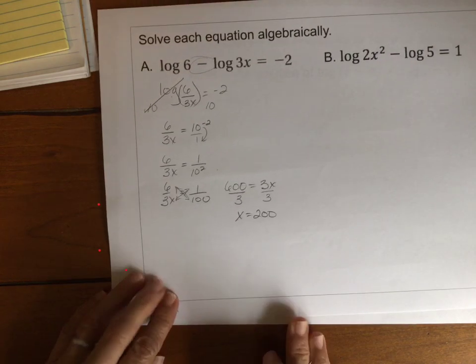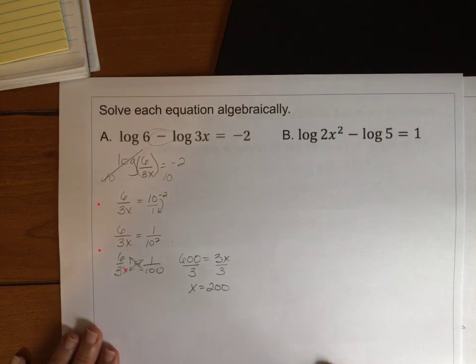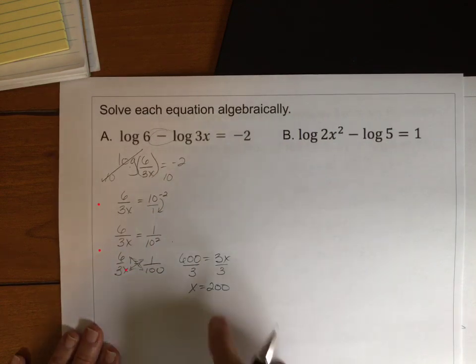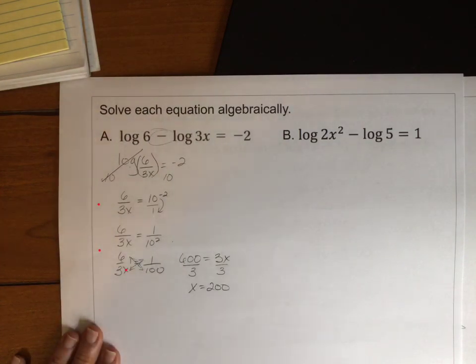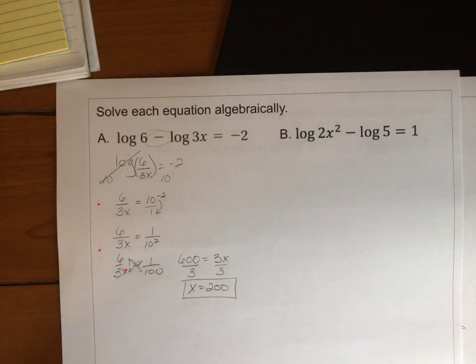And I'm pretty sure that that is not extraneous, because if I look up at the top of my equation, if I plug in 200 for x, it doesn't give me a negative. So this is okay. It's not extraneous.